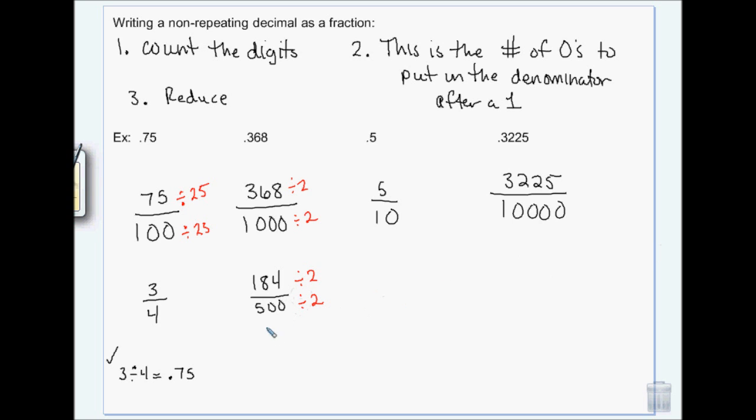So I can divide by 2 again, which is going to give me 92 over 250, which I can divide by 2, which is going to give me 46 over 125. Right, 46. Okay. And that's done. Geez, that's a lot of work. Yeah. I mean, not that much work. I could have divided by 8. Did I do that right? 368 over 1,000 divided by 8 is 46 over 125.